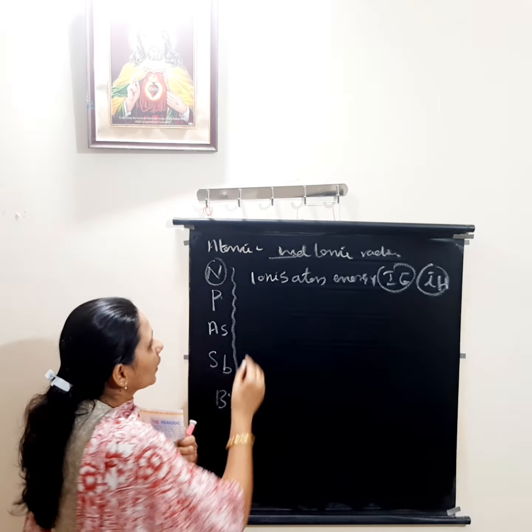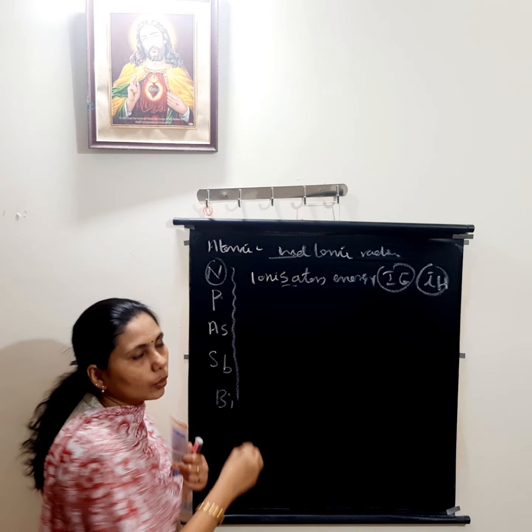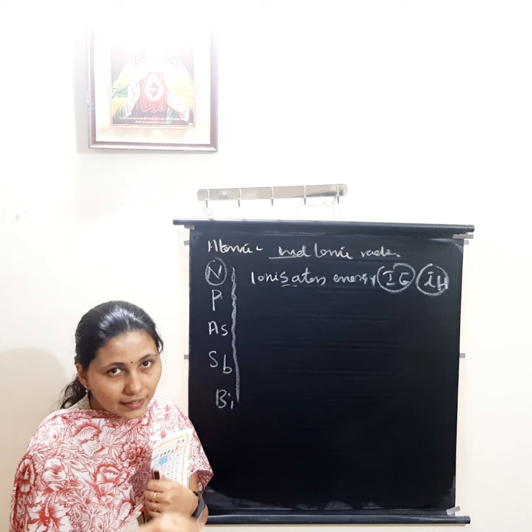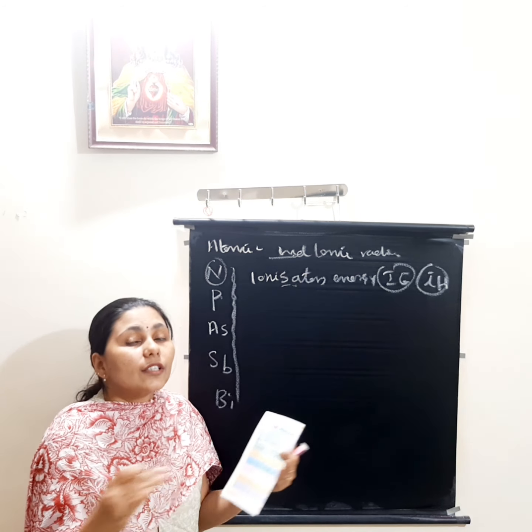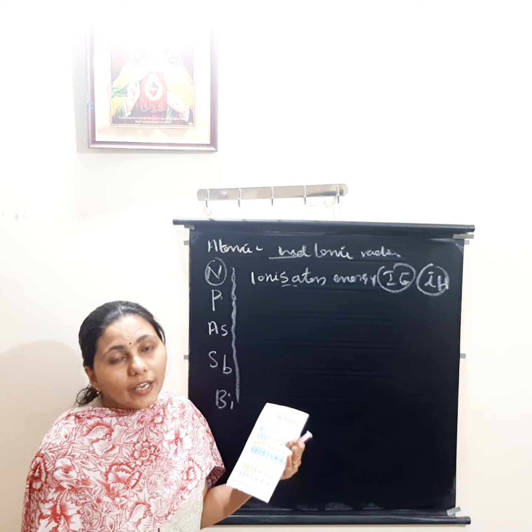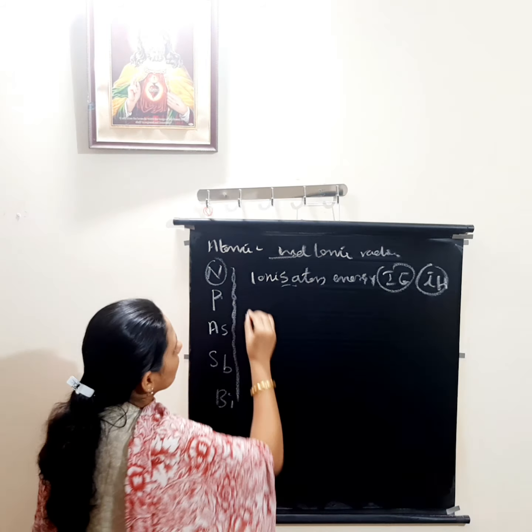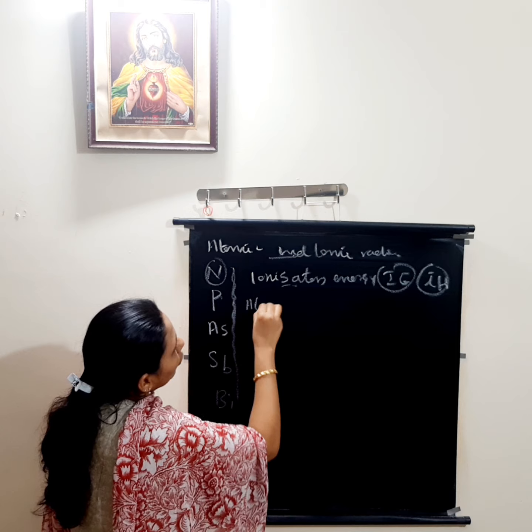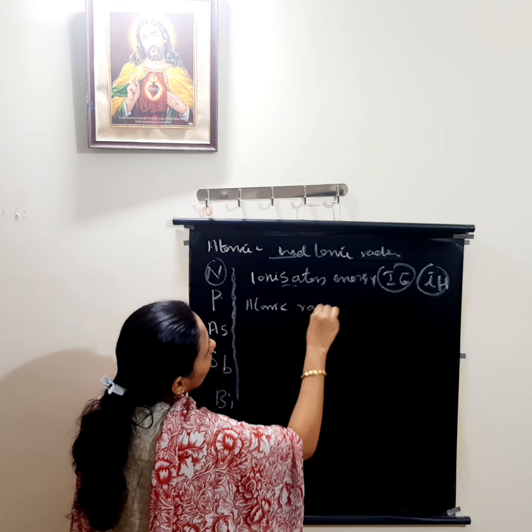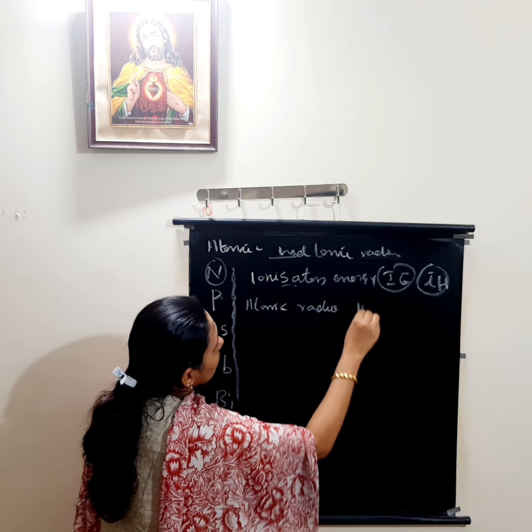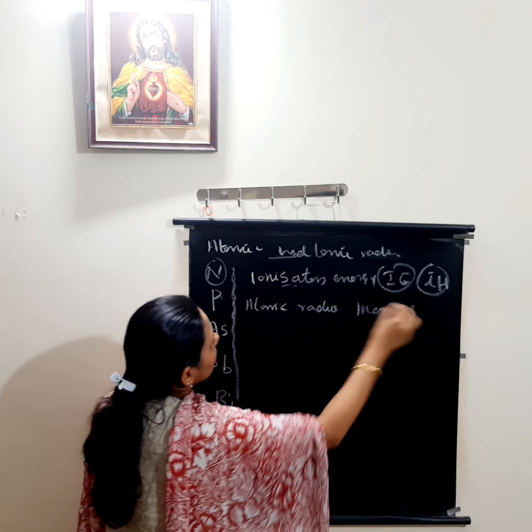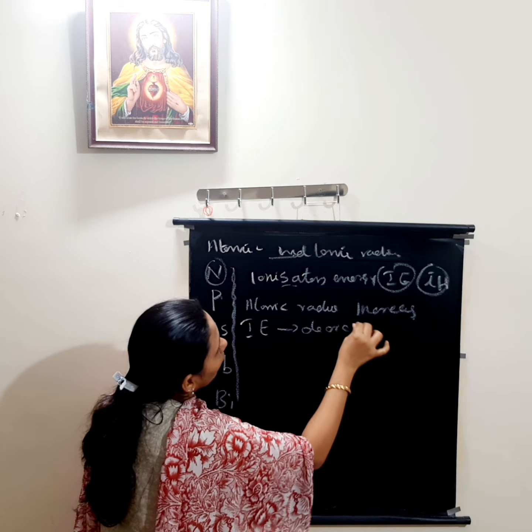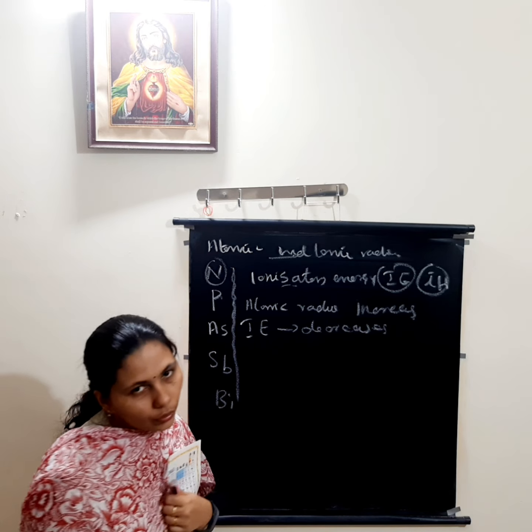So what will happen to ionization energy down the group? Down the group the size increases, so it is very easy to remove the outermost electron. So ionization energy decreases while atomic radius increases. Ionization energy decreases down the group.